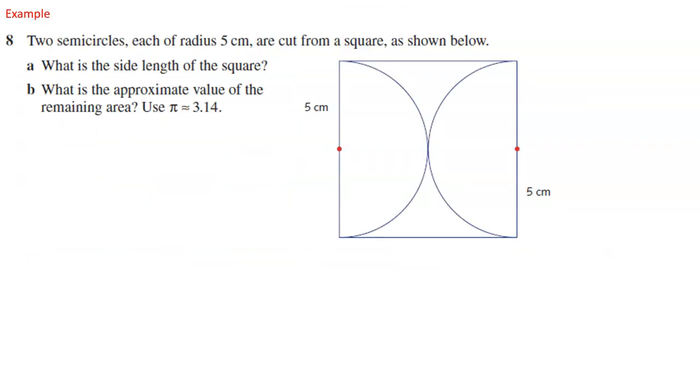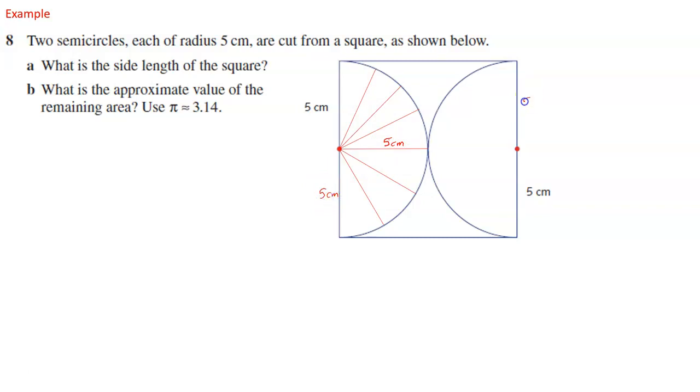Okay, so in this question we have a square and we've got 2 semicircles cut out. We need to find out the side length of the square. Now, the thing about circles and semicircles is that the distance from the centre to the circumference is the same. So all of these lengths here are the radius of the circle. I'm told that the radius of the circle is 5 centimetres. So I know that this is also 5 centimetres and this is 5 centimetres.